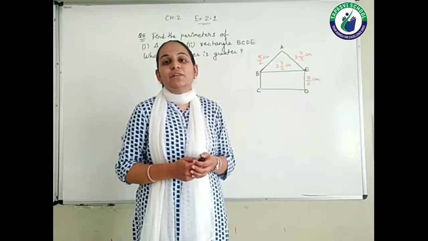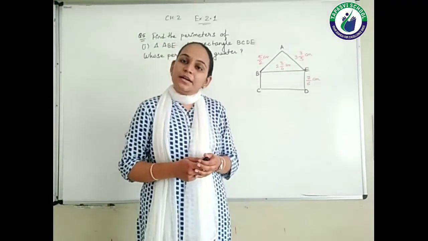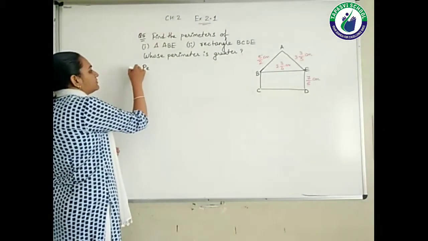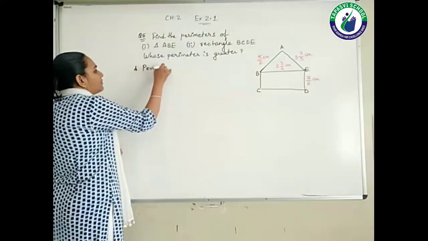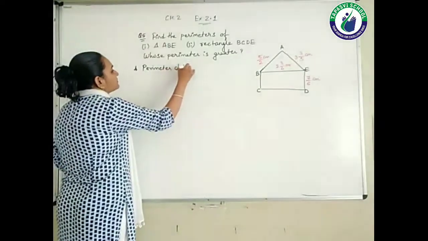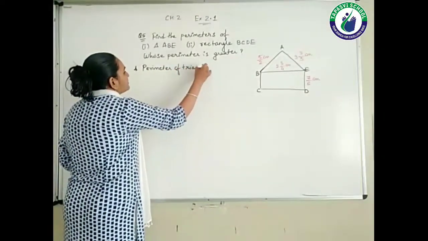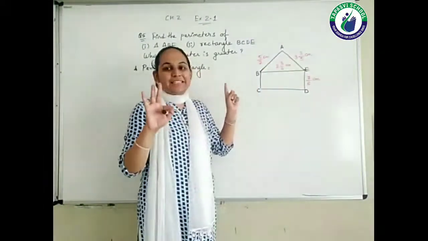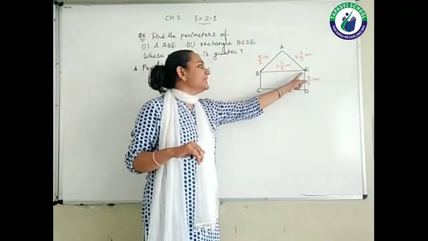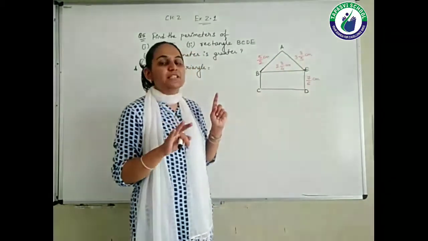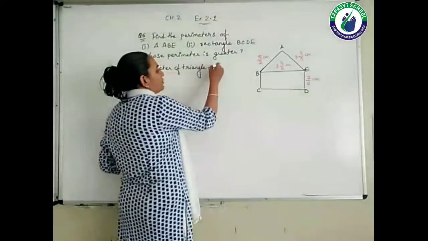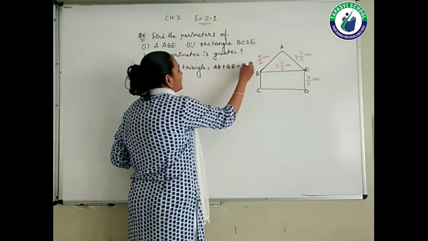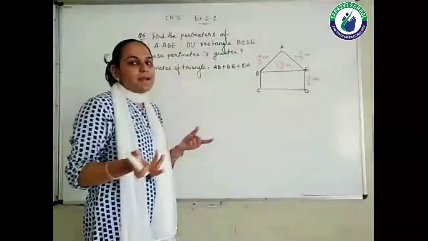So first I am going to calculate, students, the perimeter of the triangle. So here I am going to solve it. So perimeter of triangle. Okay, perimeter of triangle, so we are having 3 sides in it. So AB plus BE plus EA. So these 3 sides, and we have to do the addition of it. So AB plus BE plus EA. You can write AE also, doesn't matter, right?